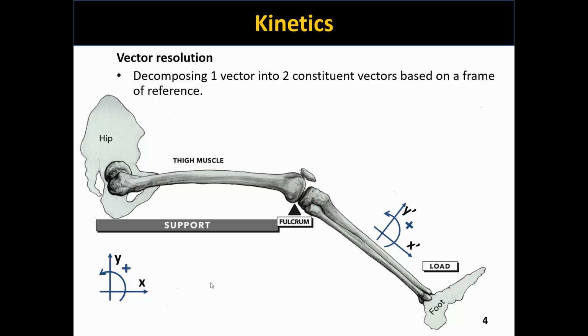X is always going to be perfectly horizontal. Y will always be perfectly vertical. So what I'm going to label this is what's called X prime, and Y becomes Y prime. And this is the coordinate system that is specific to the analysis we'd like to do.